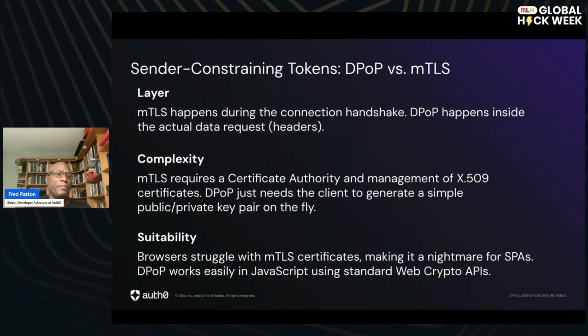So from a complexity standpoint, MTLS requires a certificate authority, X509 certs, while DPoP just needs a client to generate a simple public-private key pair on the fly. So pretty flexible there. They both still have their places. Browsers struggle with MTLS certificates, as we'll look at a little bit later. So that's a pretty heavyweight solution that doesn't work well for things like single-page applications, whereas DPoP works easily in JavaScript using standard web crypto APIs.